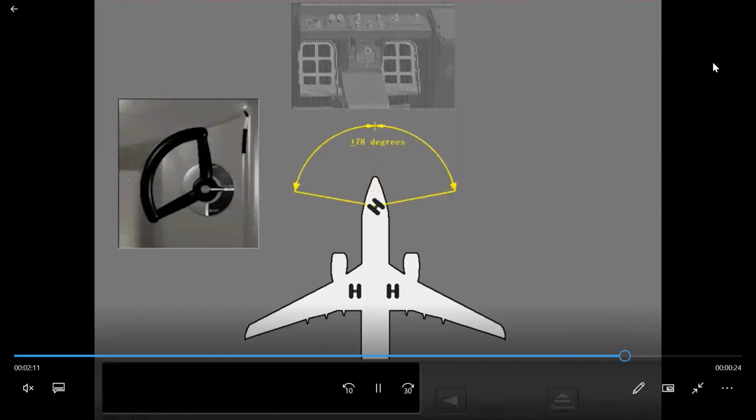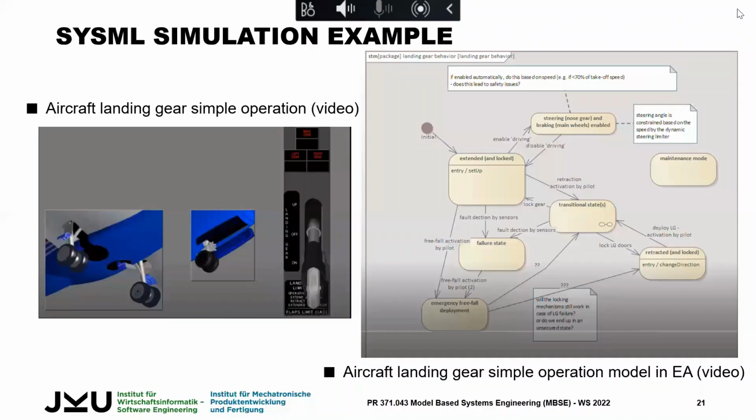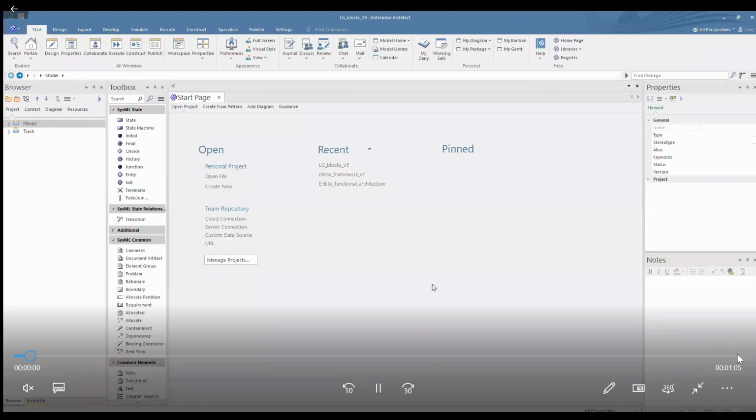Okay, but this actually shows the steering, how the nose gear is steering. These two are not steering. Only the nose gear is steering. But we have done this one for a small aircraft, so there is no hydraulic system. And only the sequence, we try to simulate the sequence.